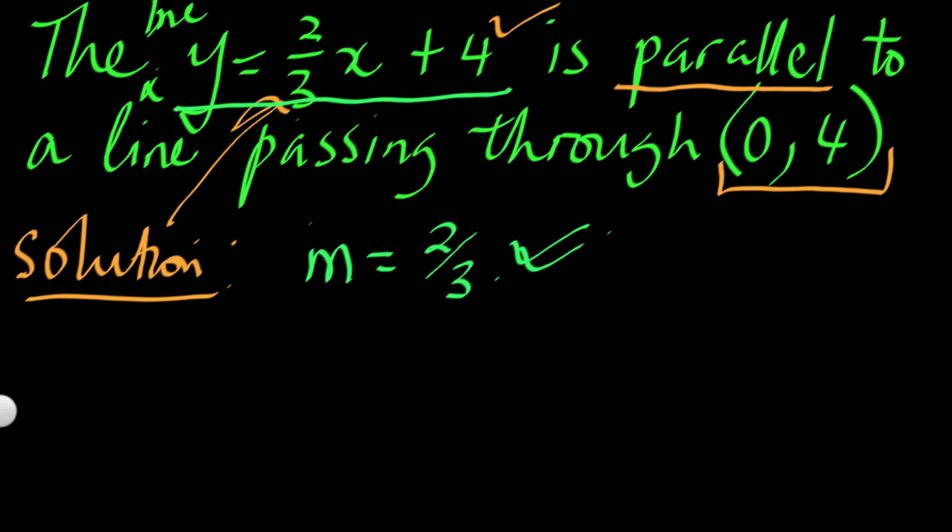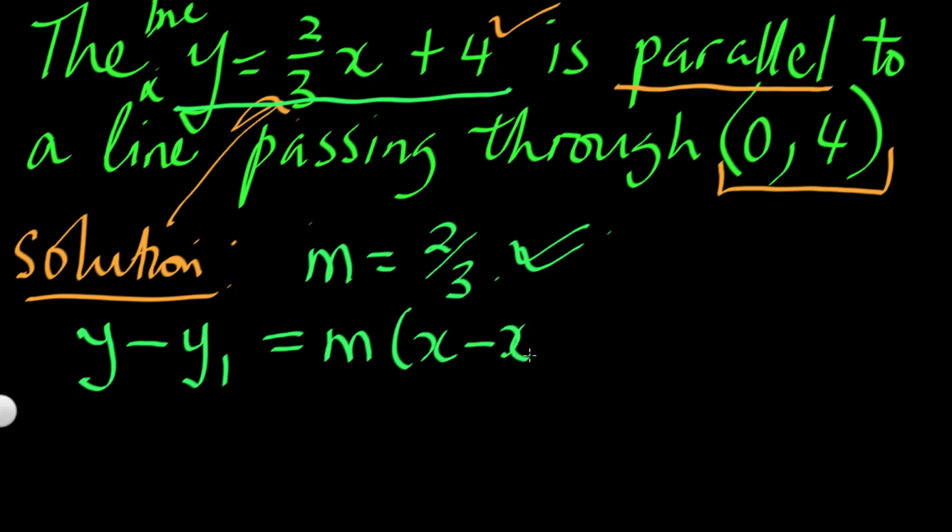In this case, we have to rely on the equation y minus y1 equals m times x minus x1. We have our m, 2 over 3. We deduced it from the line that we were given. For x1 and y1, we use the coordinates of the given point. So the x from the point becomes our x1, and the y from the point becomes our y1. We just substitute there and rearrange, and we have the equation of our line.